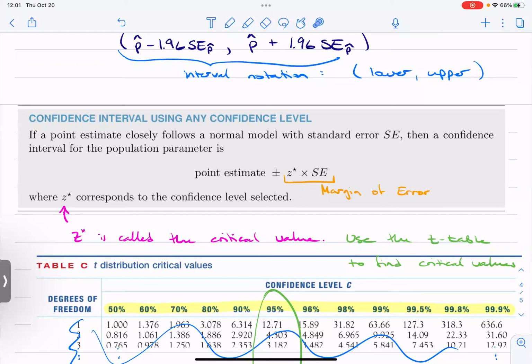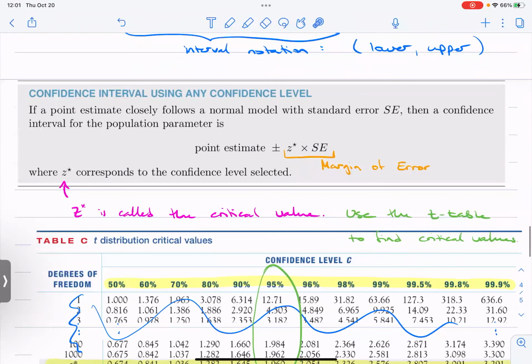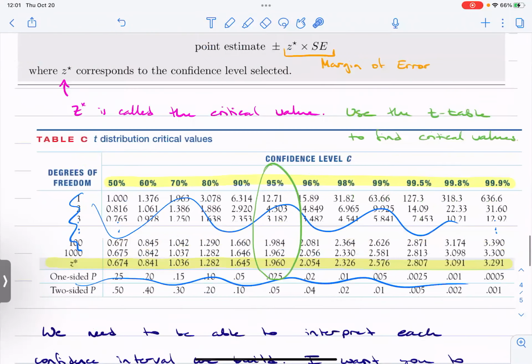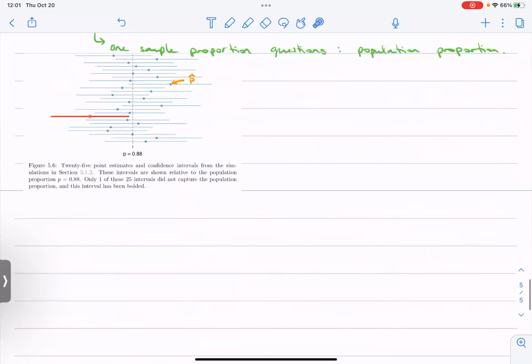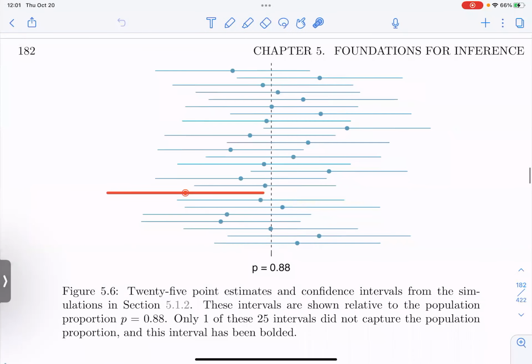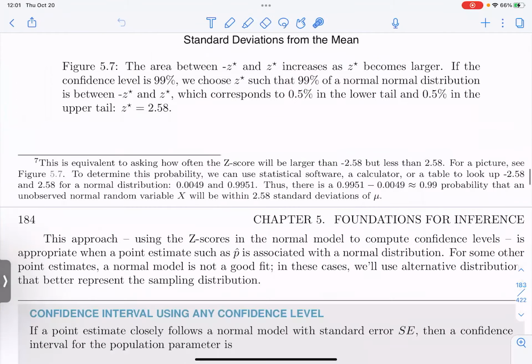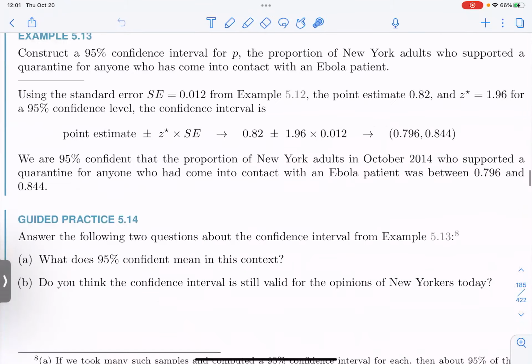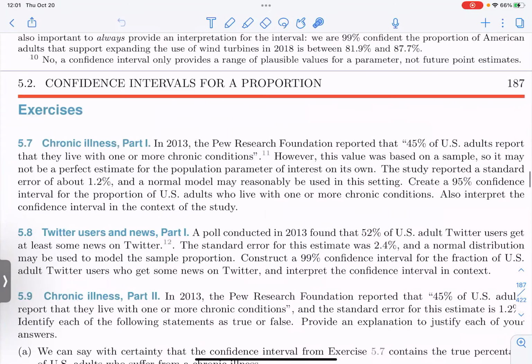Okay. Good. Let's do an example. Let's see here. I'm going to do exercise 5.13.